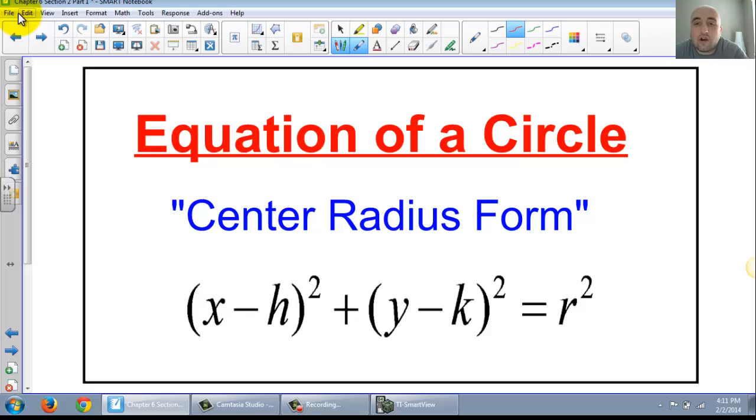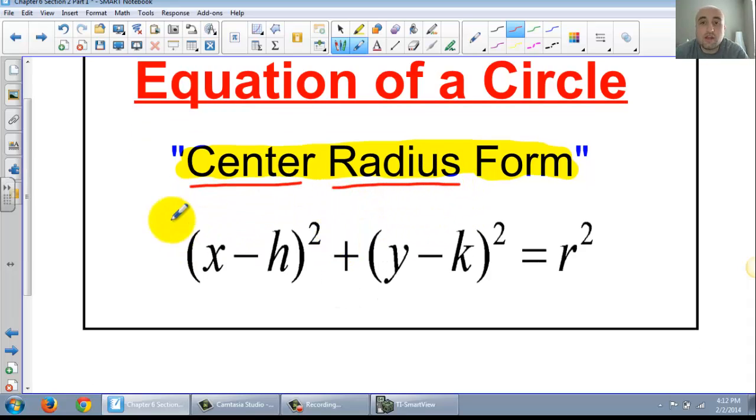All right, so circles have an equation. It's a special equation. This one that we're going to look at is called center radius form. And it's called center radius form because it's very common sense here. It tells you what the center is, and it tells you what the radius is right in the equation. So this slide is basically just so you can have the formula handy, so you know where it's at.